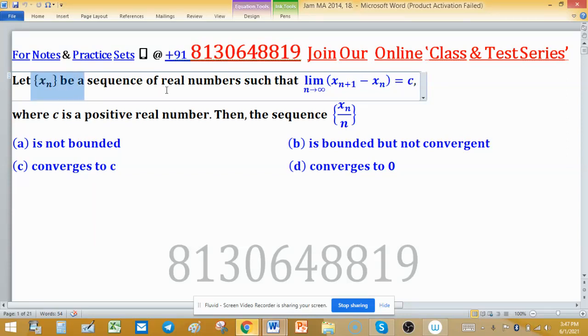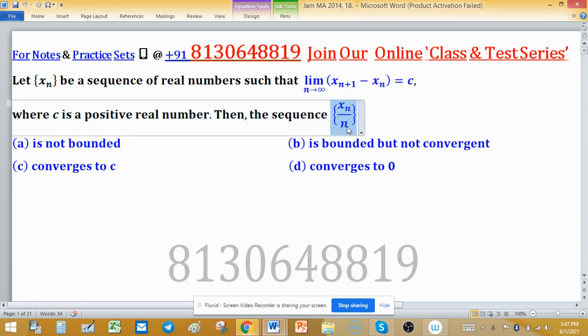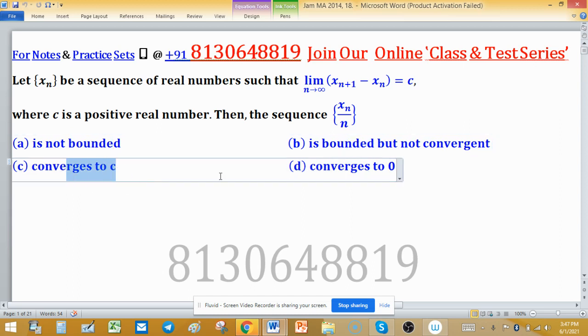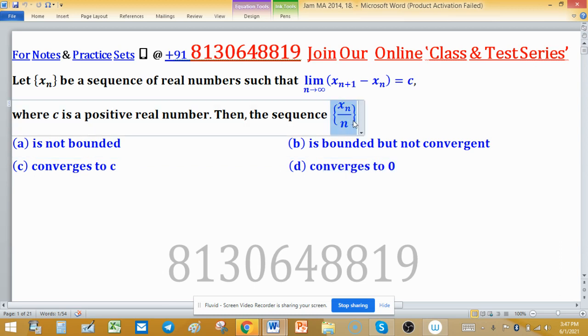Let xn be a sequence of real numbers such that the limit of xn plus 1 minus xn is equal to c, where c is any positive real number. Then the sequence xn upon n is: not bounded, bounded but not convergent, converges to c, or converges to 0. Means we have to tell about xn upon n.